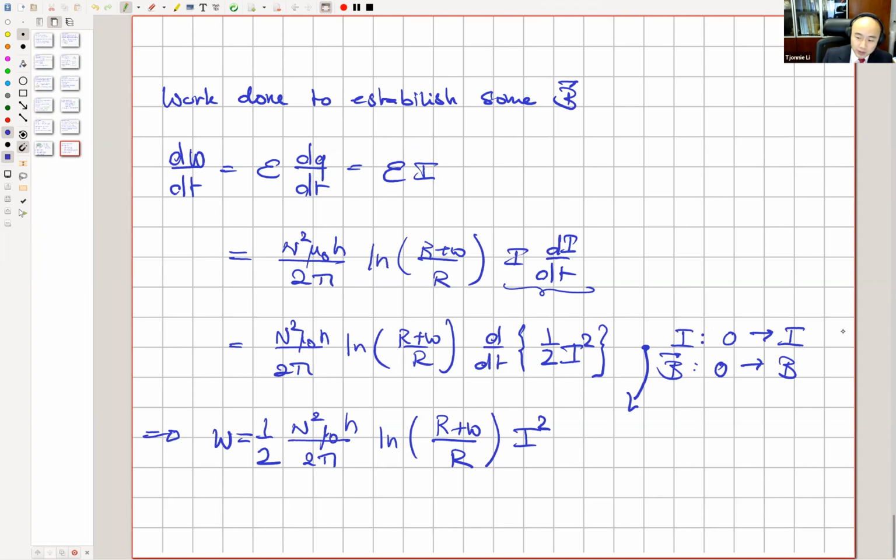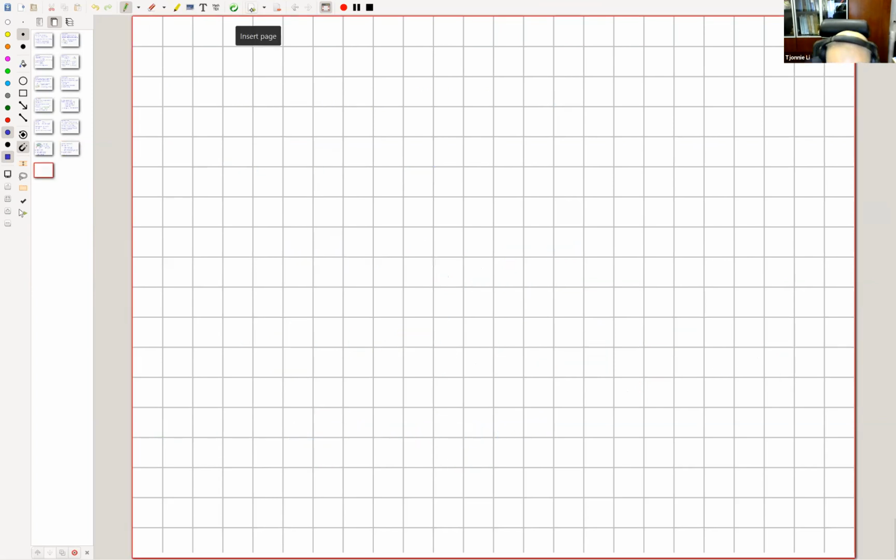And what I want to show is that this equals taking the field from 0 to B. Okay, and basically we do this by trying to integrate over the whole volume. So compare this to the following.